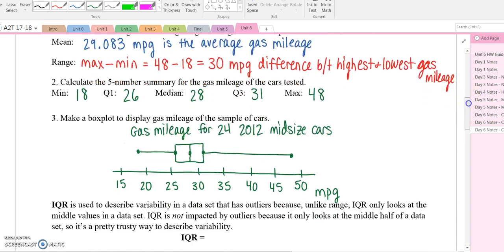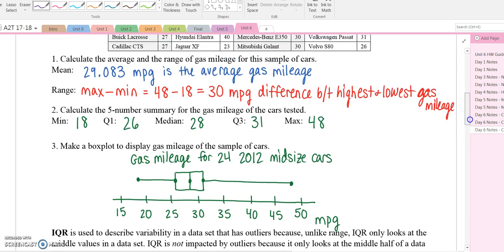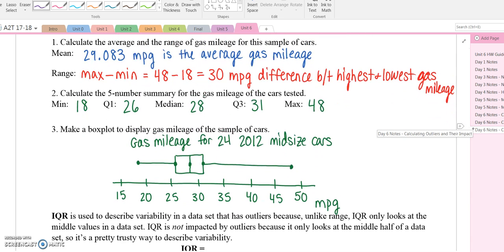Okay, now here's the new stuff that we're going to be talking about today. We talked about range. IQR is a type of range. The one problem you might have noticed with range, like right now our range is 30, which is kind of a big difference when you're talking about gas mileage. But maybe that's only because we have such a large maximum and such a small minimum, and that's kind of skewing things because it makes it seem like there's this big difference, when really there's only a couple numbers that are out there that far.